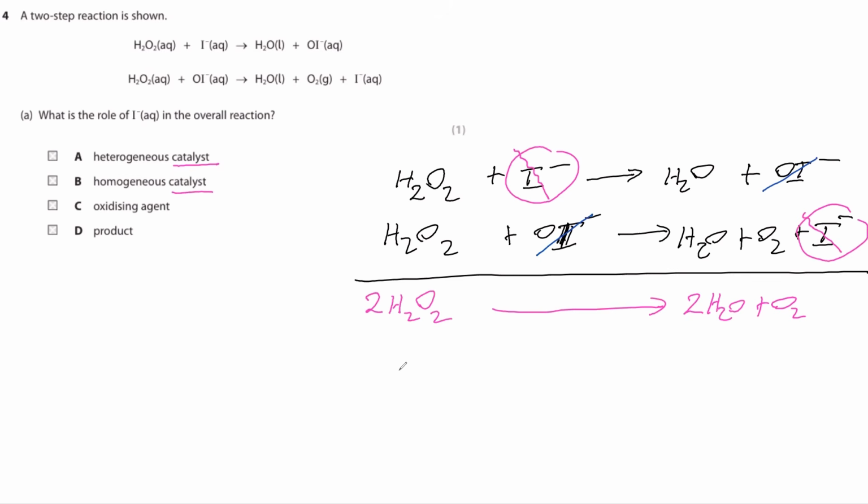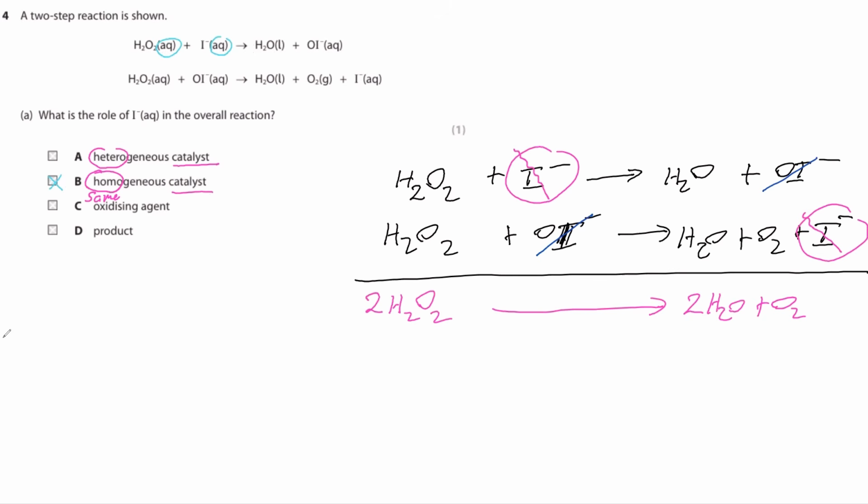Then they are asking whether it is heterogeneous or homogeneous. Homo means same. Hetero means different. So same means you look at the reactants' physical state, it is aqueous. And the I minus ion is also aqueous. So you can see most of the reactants and products are in the aqueous form, and our catalyst is also in the aqueous form. If reactants and catalysts are in the same physical state, we call it homogeneous catalysis. So therefore question number 4, our answer for part A is B. I minus is a homogeneous catalyst.